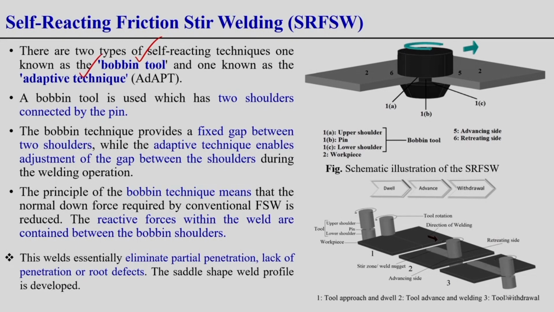Now, how does this bobbin tool look? Here you see in the second figure I have shown a bobbin tool, which has two shoulders. This is one shoulder, this is another shoulder. This upper one is called the upper shoulder, and the lower one is called the lower shoulder.